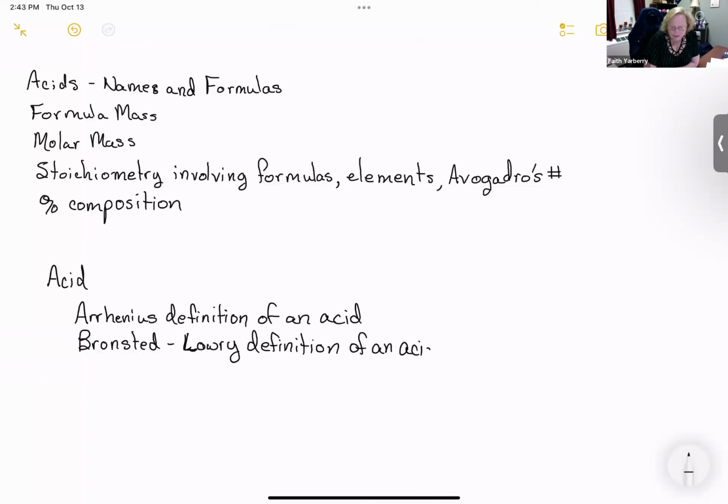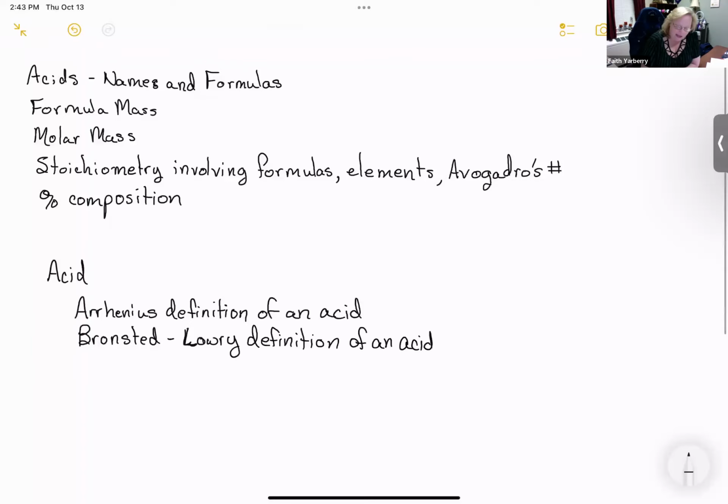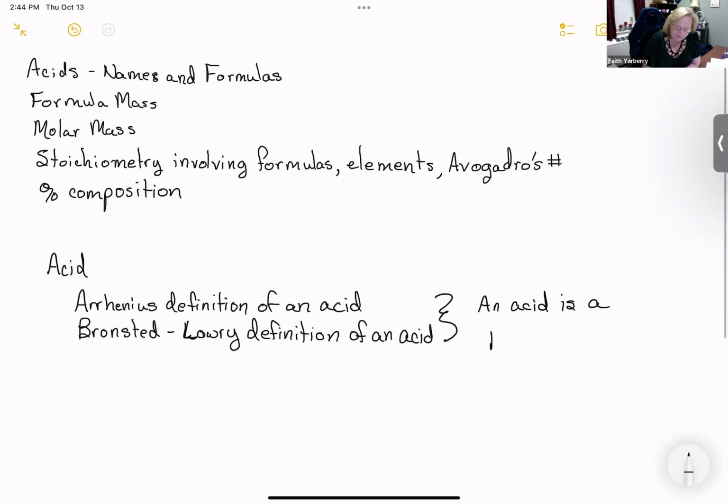And the reason I'm going to introduce both of them is because they are the exact same. In the case of both of these definitions, an acid is a proton donor. Which is often illustrated as an H+.